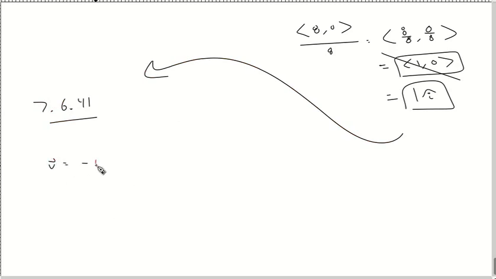They say I've got -10i minus 24j. They say find the unit vector for this. Okay. I said more tricky, but in the end, it's not that much worse.